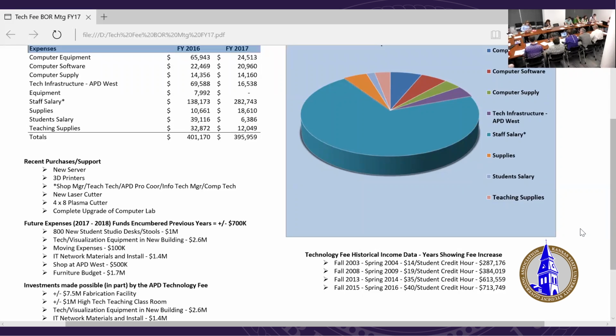The other thing that we've been doing is, you notice that the expenditures are less than what we're bringing in per year. That's because we've been trying to build our war chest for moving into our new building. So if you look under future expenses, we now have encumbered about $700,000 of our funds over the last 2 years. We're buying completely new desks and stools for the building, and those are not included in the building project. That's going to be close to $1 million.